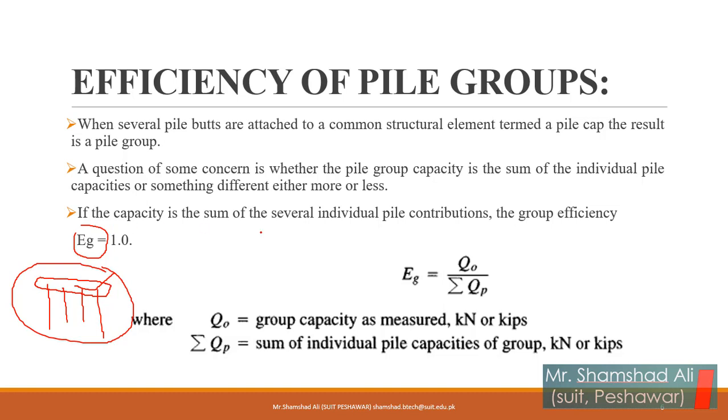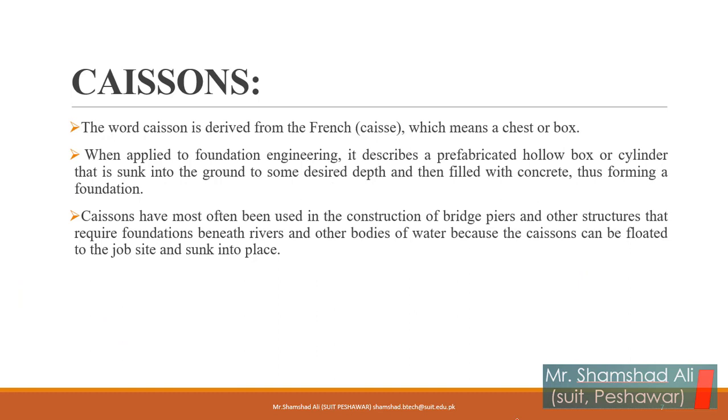If we see it in numerical form, the group efficiency will be equal to the group capacity, in kilonewtons or kips, divided by the summation of the individual pile capacities. So the result will always be 1.0. Moving on to the next topic, that is called the caissons.